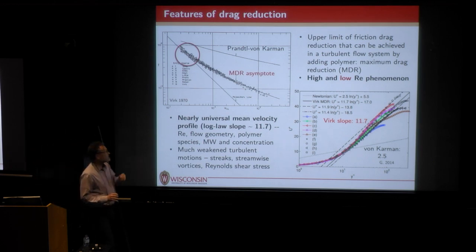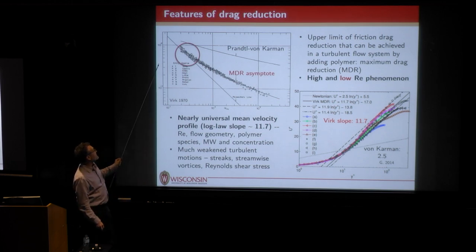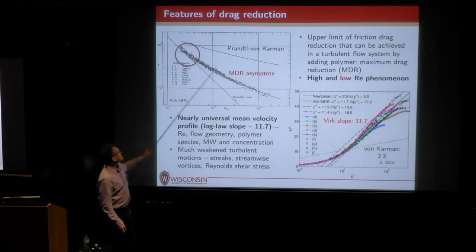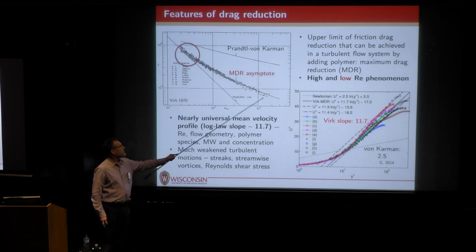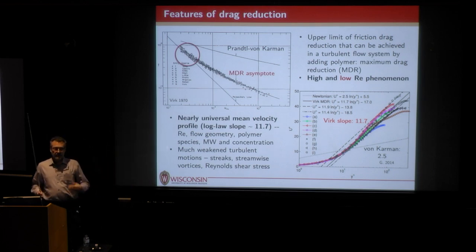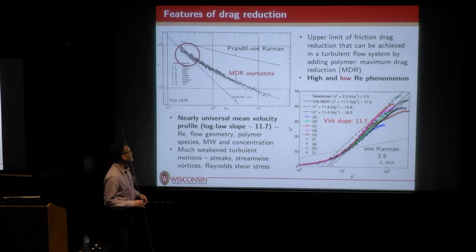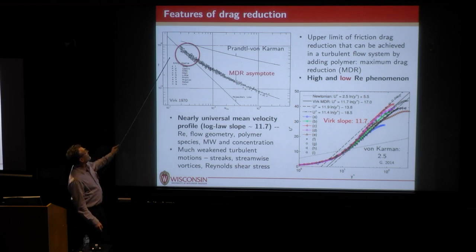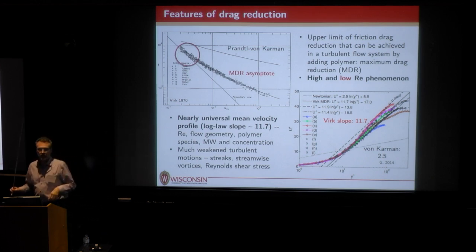Here are some of the key observations from the drag reduction literature. One of them is that if you just plot the classical friction factor versus Reynolds number, this would be Newtonian laminar, this would be turbulent. A wide variety of data actually falls on this same curve, which is called the maximum drag reduction asymptote. People in this field have been very interested in that for some time. One thing I want to point out here is that this behavior extends down into the transition regime. And that's where we're going to be working today.